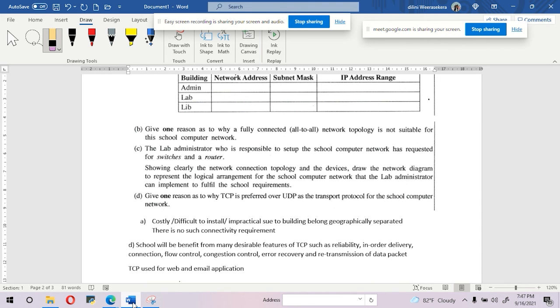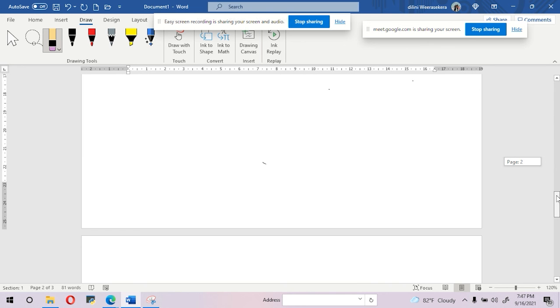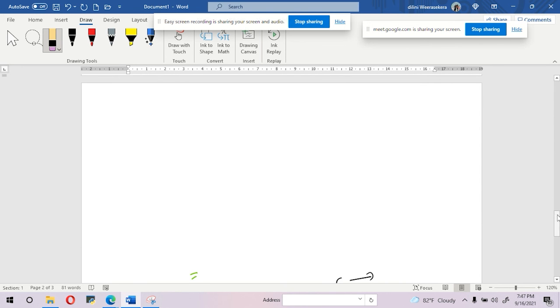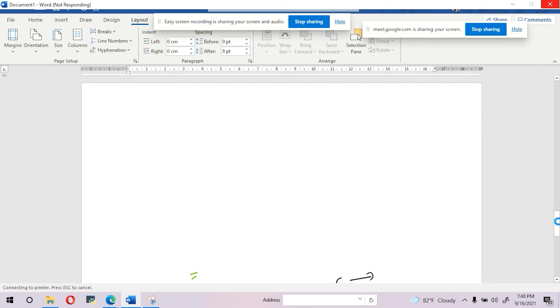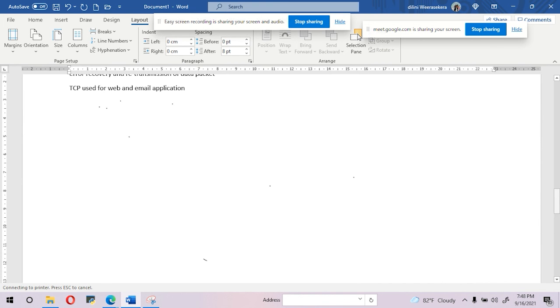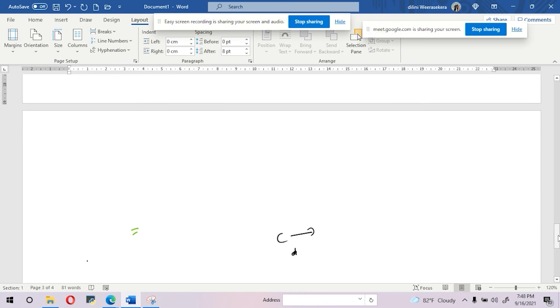Okay, now we have to draw the diagram. So how to draw, we will see, to check whether your diagram is correct. I'm going to get the bigger one, landscape orientation, landscape. So bigger one, so it's easy. Okay, so we'll go to the next page.